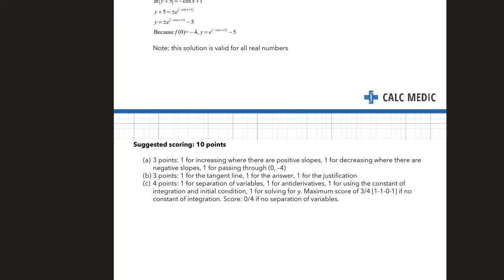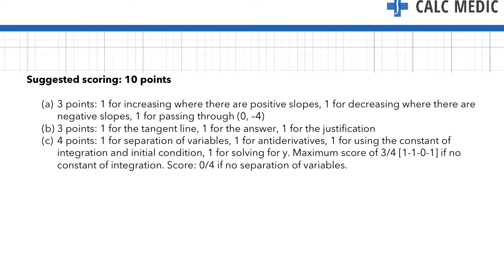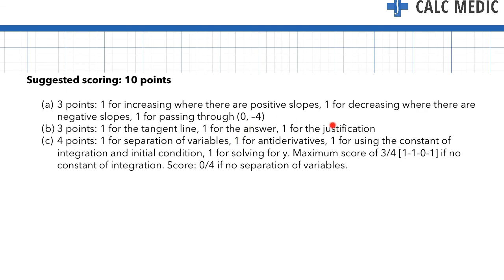Okay, and so then they said 4 points. Now that's going to be worth more actually. That's going to be 1 for separation, 1 for antiderivatives. I would think that would have 2. 1 there, 3, 4. Well, I don't know, maybe. Usually that's a 5-point thing. And there you go. Okay.